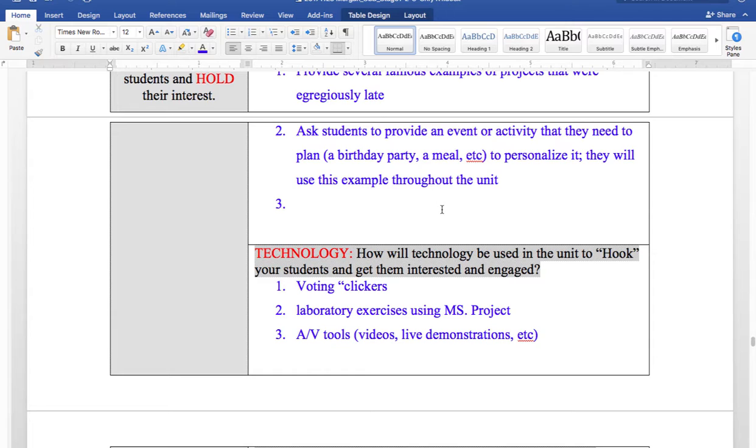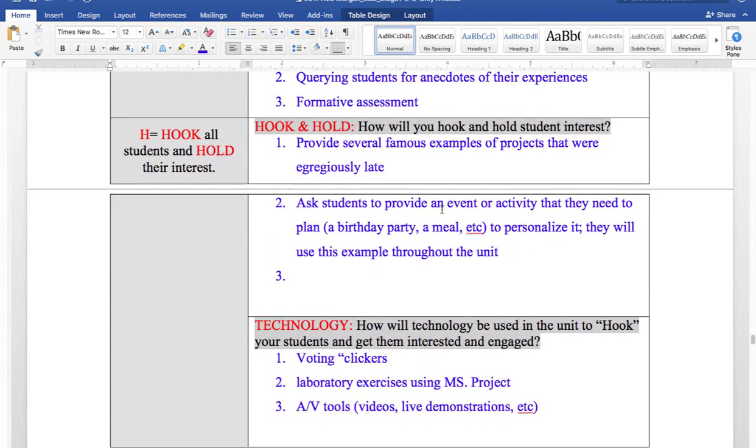Additionally, the intent would be to ask students to pick some kind of event or small activity that they would need to plan in the near future, so that they could personalize it, so that it's not just about business or academics, but about how they can actually benefit. So that's hook and hold.